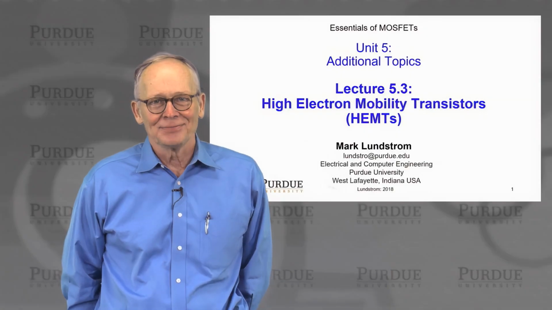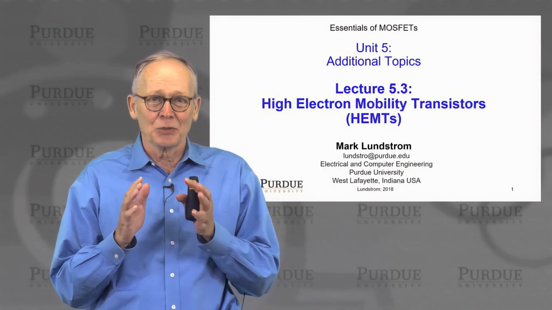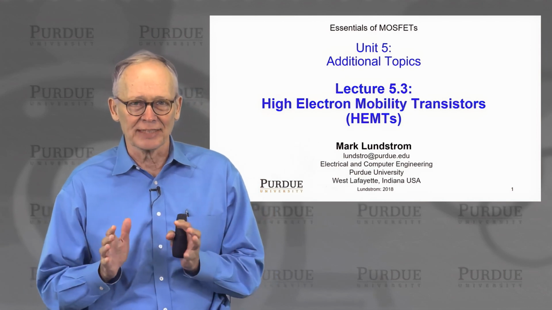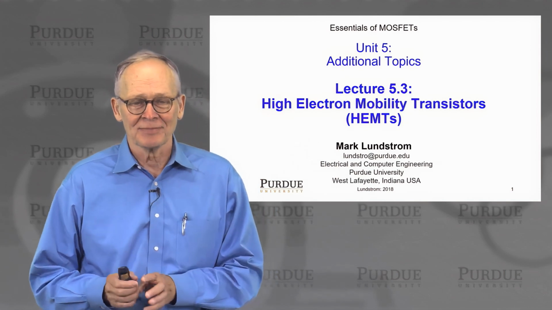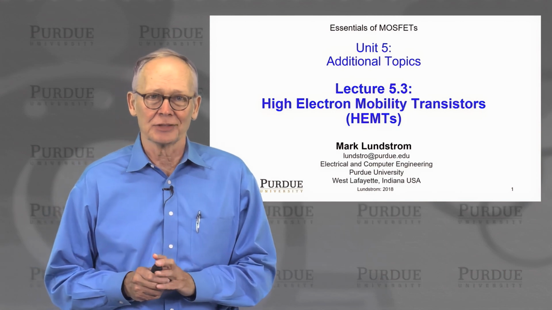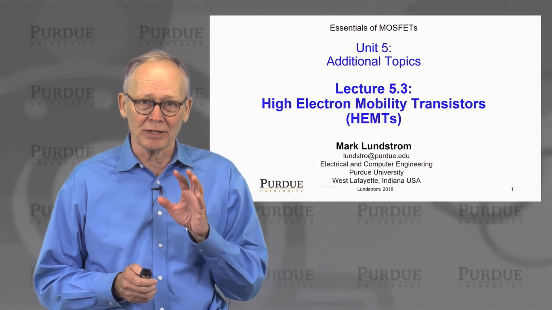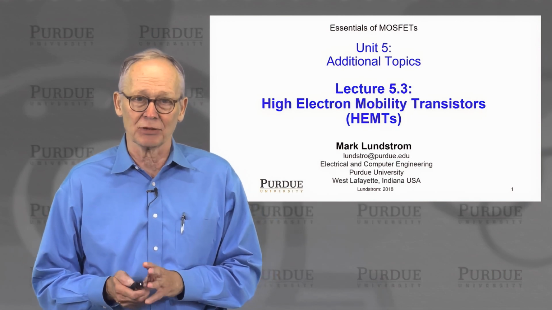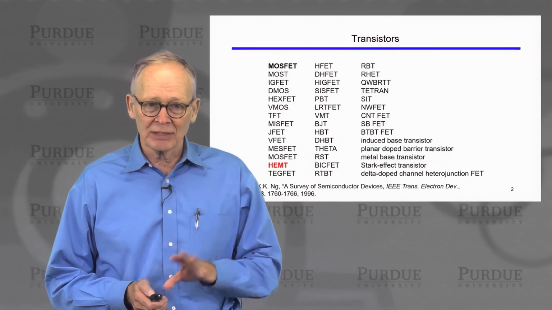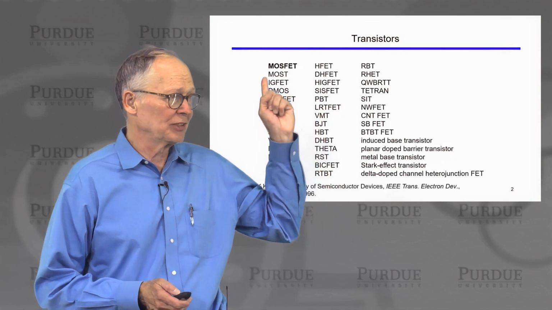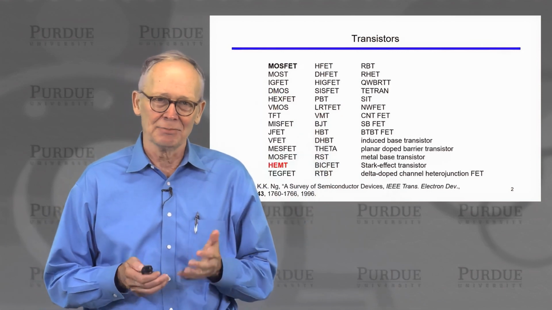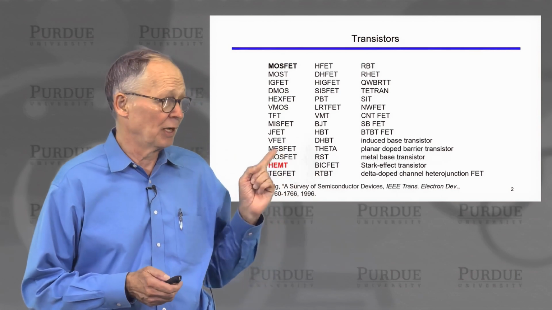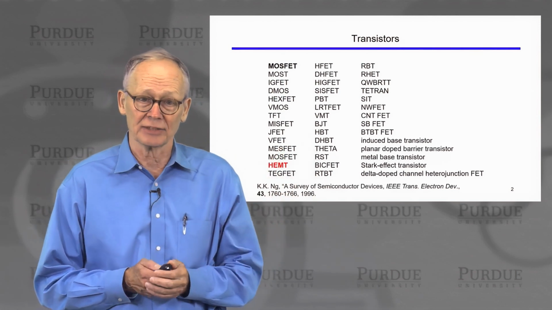So welcome back. Throughout this course now, we have talked about one kind of transistor, the MOSFET, primarily the silicon MOSFET. There are other kinds of transistors. One of the important other types of transistors is called a high electron mobility transistor, or a HEMT. As I mentioned, we've talked about MOSFETs, but there are many, many transistors. We're going to be talking about one specific transistor.